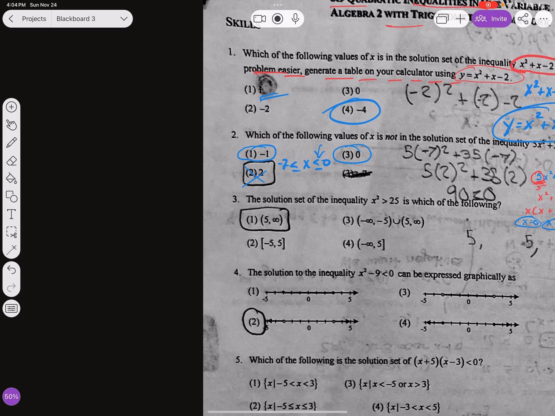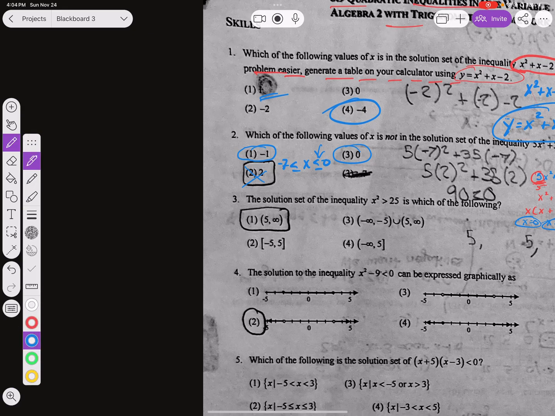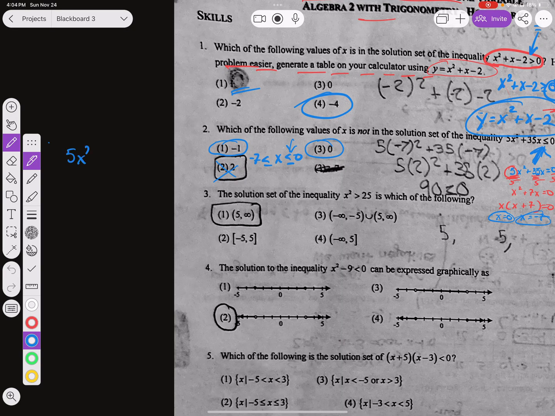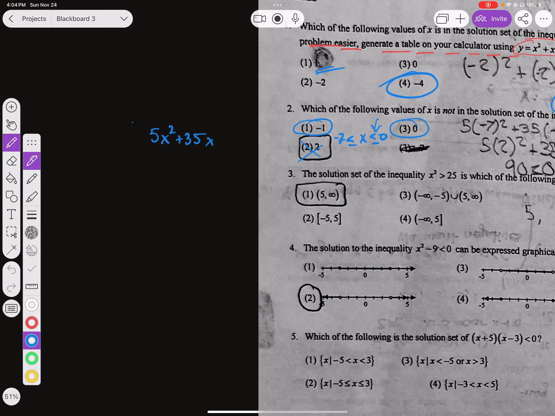Real quick now, let me show you how you do this without a calculator. 5x squared plus 35x. I don't believe he did this. I want to know when it's less than or equal to 0.